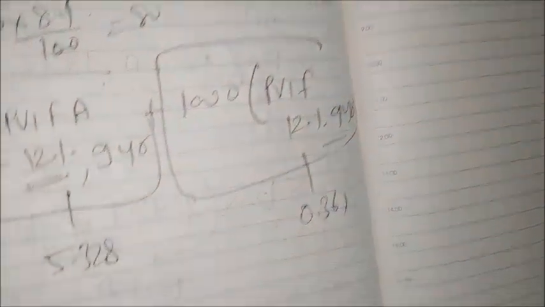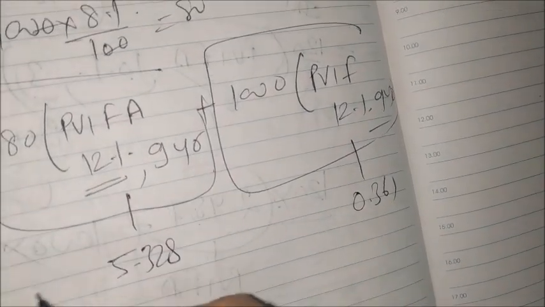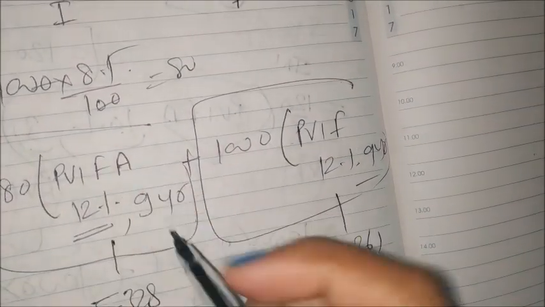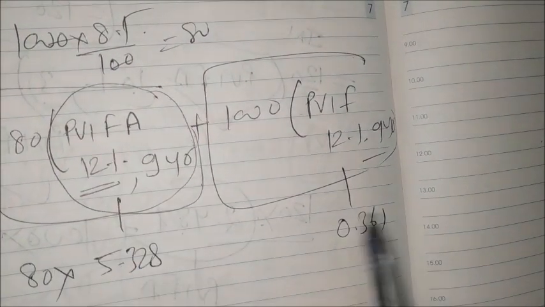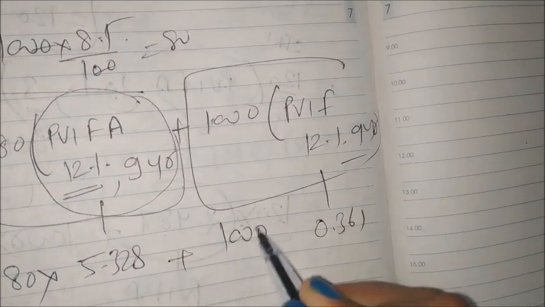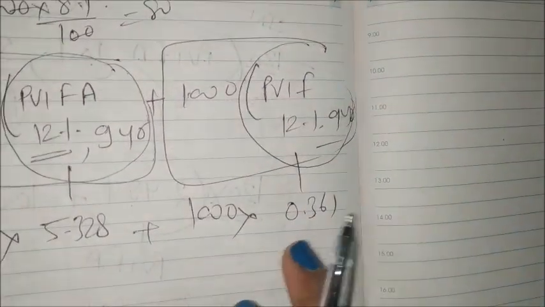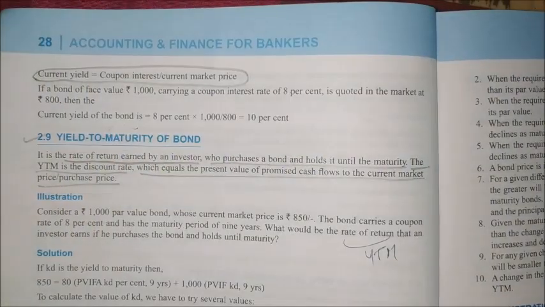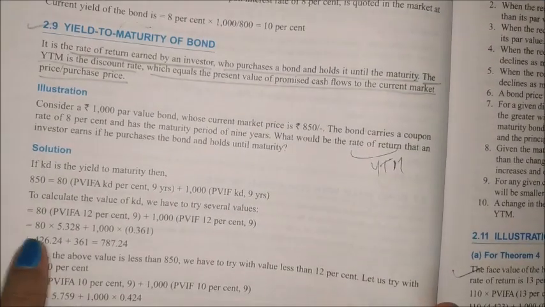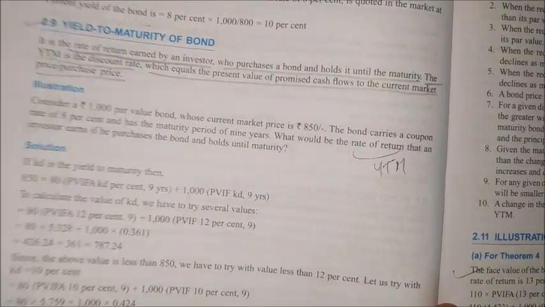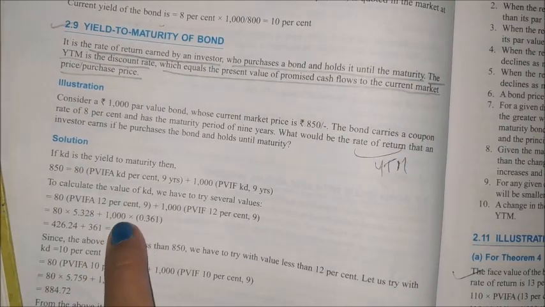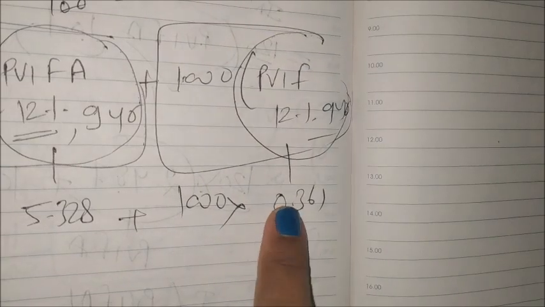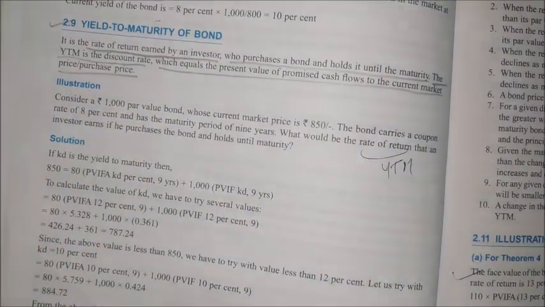So what I will do? 80 multiplied by this value I have seen from the table, 5.328, plus 1000 multiplied by this value I have seen from the table, that is 0.361. Same thing here also, 80 multiplied by 5.328 plus 1000 multiplied by 0.361. Okay, same thing we have calculated.